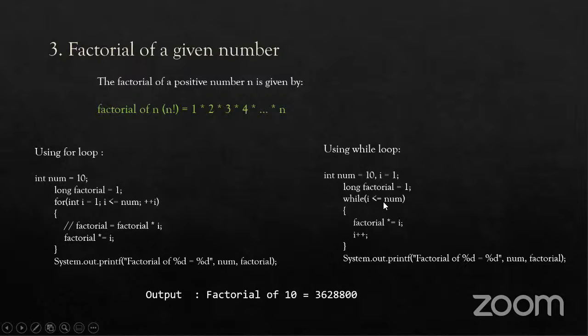When the condition is satisfied, it will come inside the loop, factorial will multiply, and I will increment inside the loop only. That is the main difference between for loop and while loop. Both are entry control loops, and other operations are the same. So the output of this program will be factorial of 10. We can give any number accordingly.